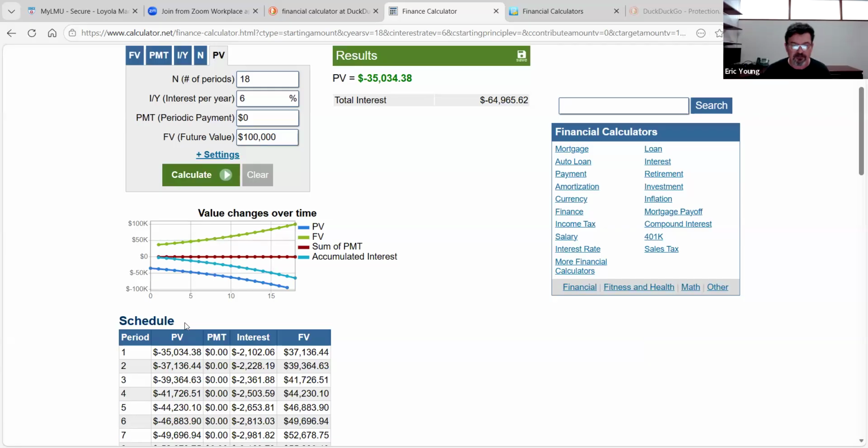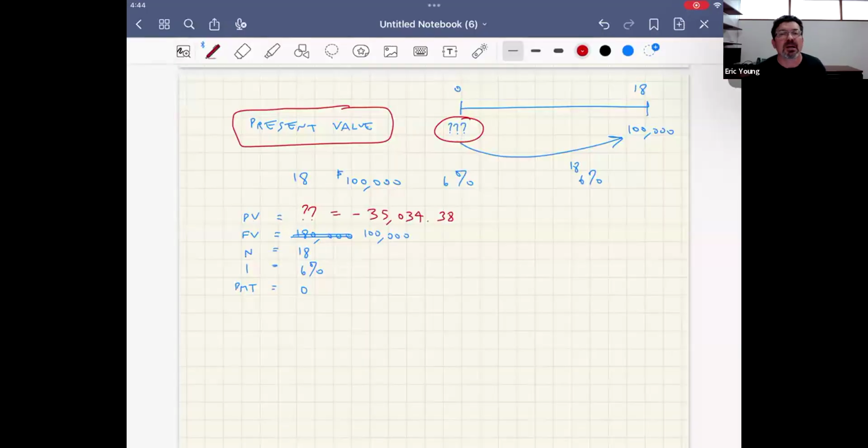$35,034.38. Notice that this is a negative sign because we're putting the money into the account. We have to push the money out into the account to make it happen. So here's what we get. There's our answer. What does this mean? It means this. If you put $35,034.38 into an account today, and it grows at 6%, you'll have $100,000 in 18 years. So that's that kind of problem.